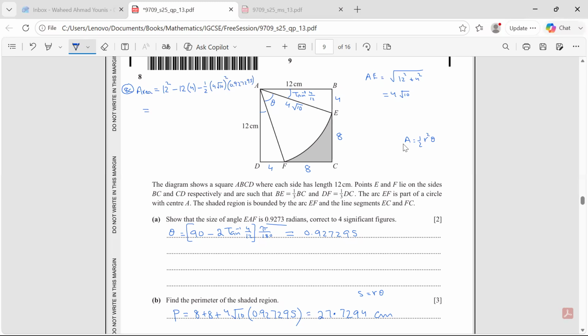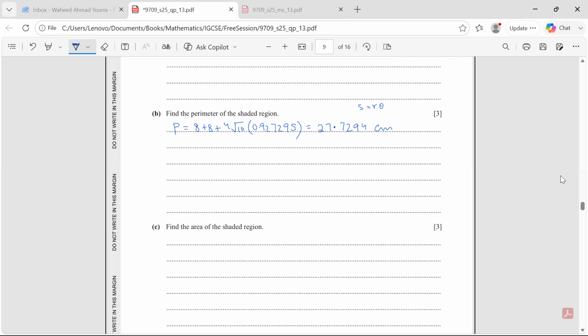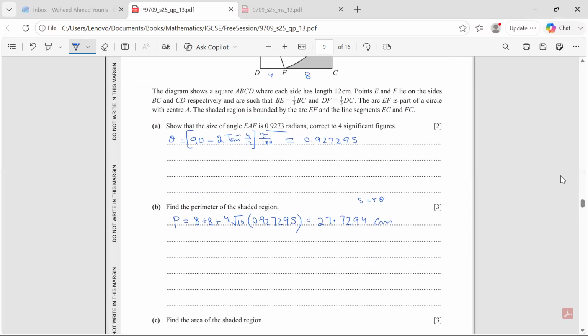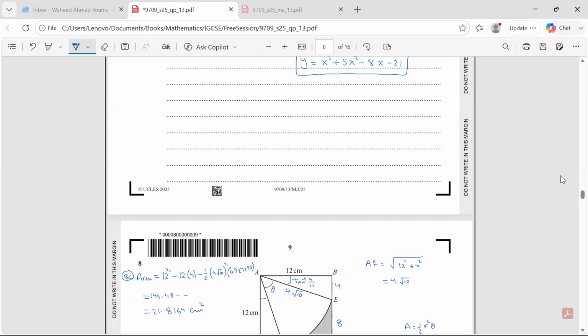So if I do this calculation, 144 minus 48, and minus whatever, when I did all this calculation, it came out to be 21.8164 centimeters square. So this was an interesting question. I hope you understand all the solutions and every step of them and the logic behind every step as well.